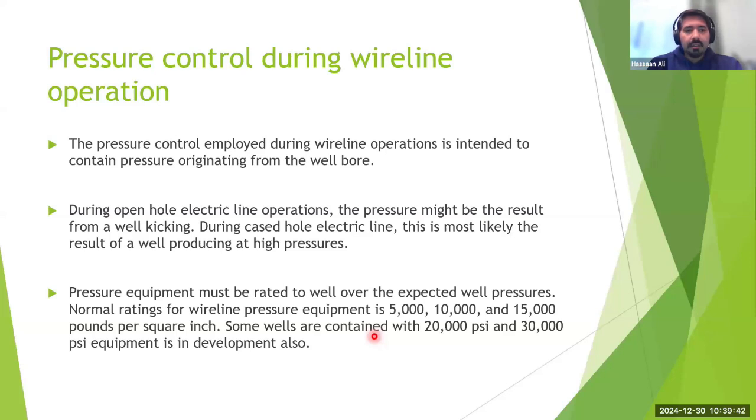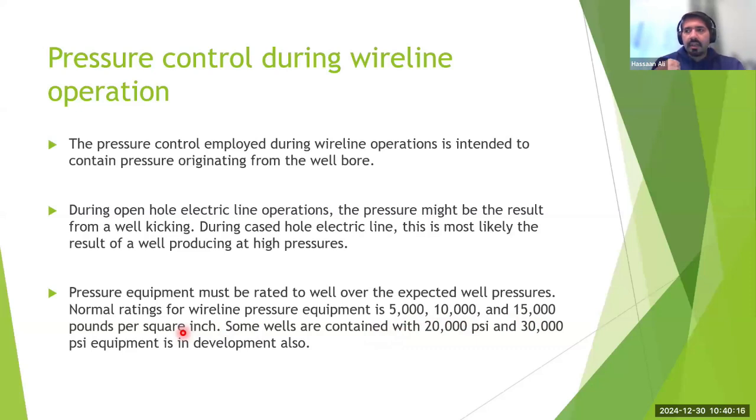The second thing in pressure control during the wireline operation is the pressure rating of your equipment, because you need to determine what is the maximum pressure that you will encounter during your operation. Based on that, you need to make sure that the pressure rating of your equipment conforms to the maximum pressure that you can experience. So usually the normal ratings for wireline equipment are 5K, 10K, and 15K. This is usually the categorization of pressure rating of the equipment.